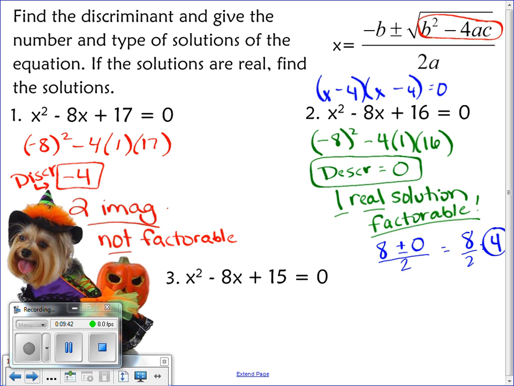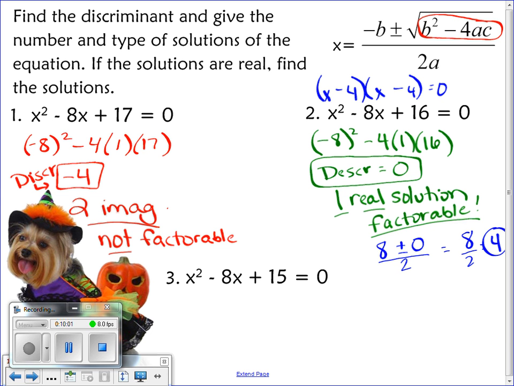8 plus 0 is 8 divided by 2, 4. 8 minus 0, still 8 divided by 2, 4. Since it's that 0, it doesn't change anything. So, if you want, you could technically say we have 2 answers, but it's the same answer listed twice.